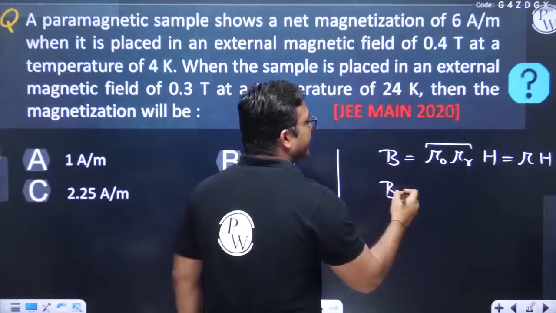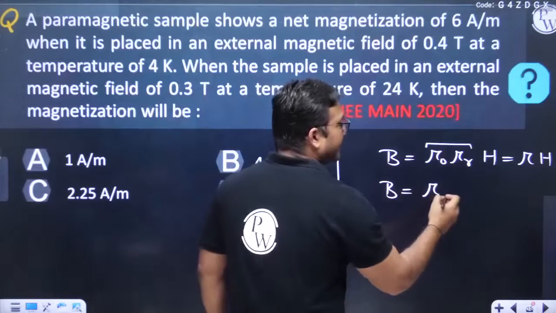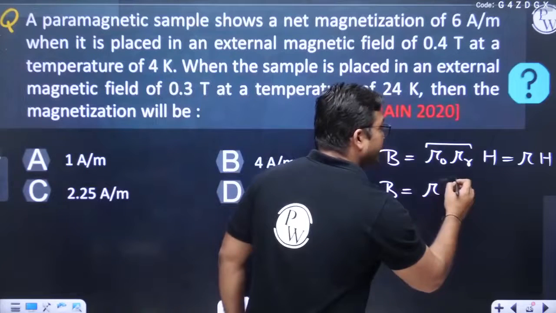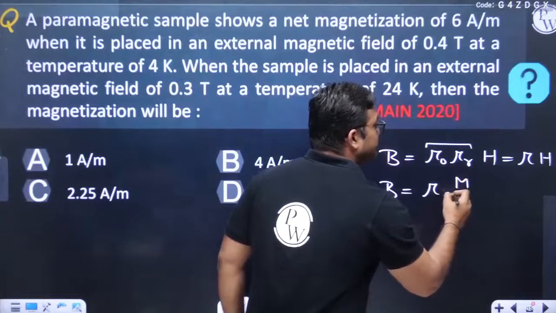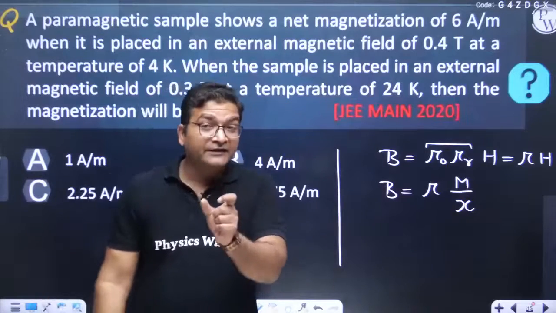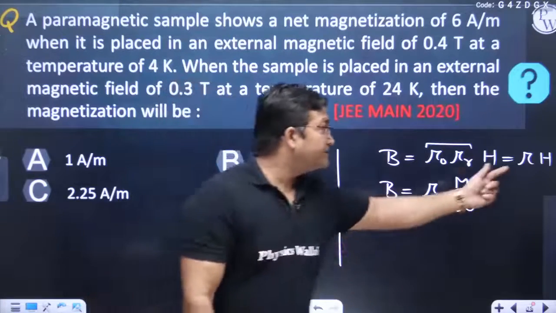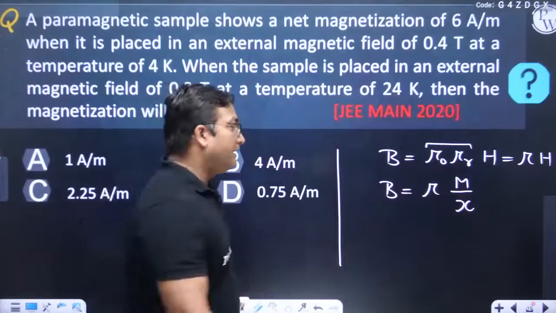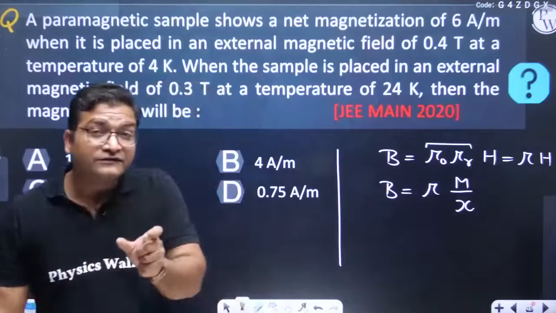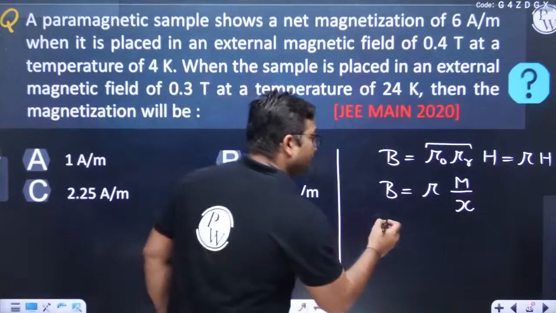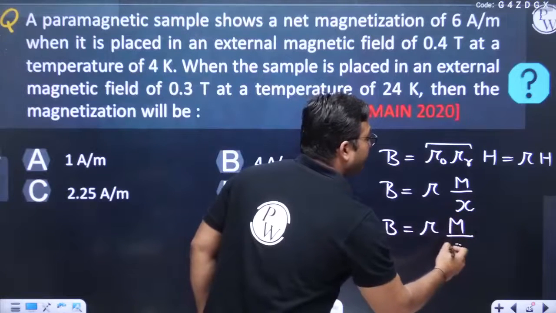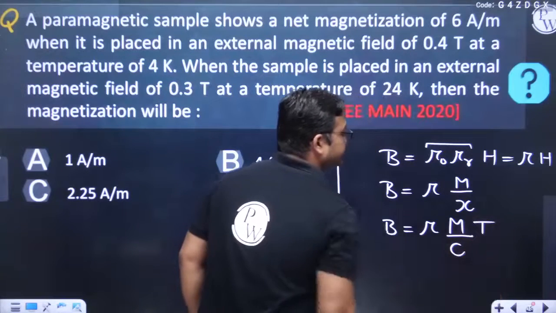So let me write B as mu times H, and H can be written as M divided by chi, because M is equal to chi times H. According to Curie's law, chi can be written as some constant divided by absolute temperature. So we have B equals mu times M divided by C times absolute temperature.